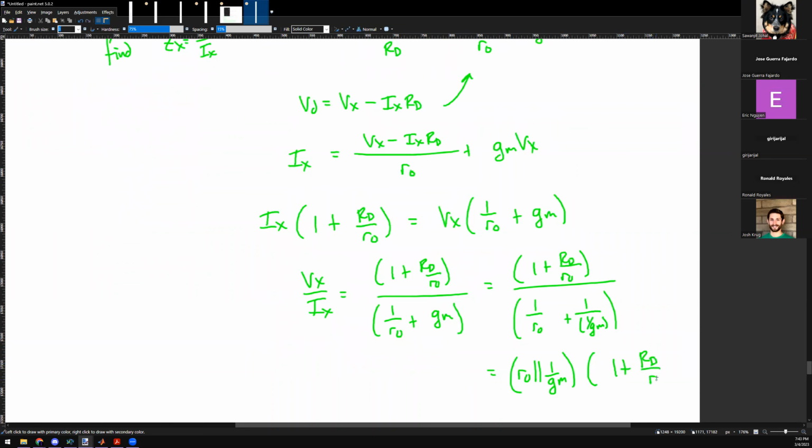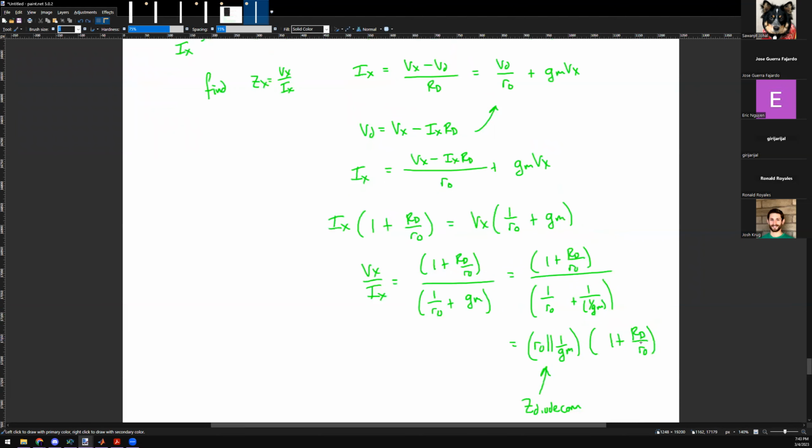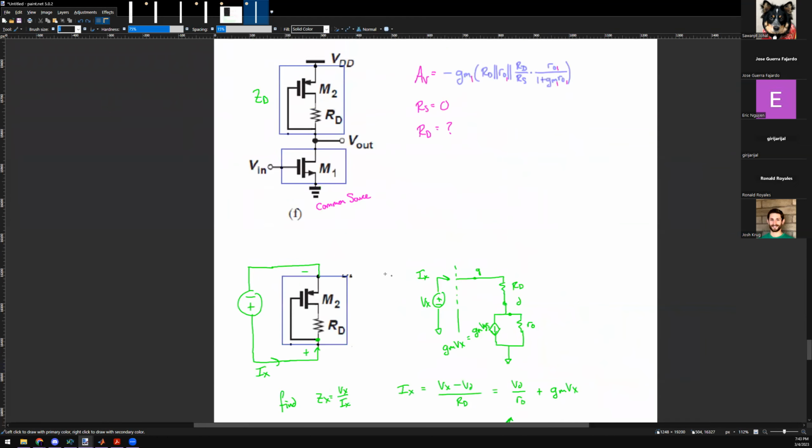You guys have any questions here? So this is like a scaling factor. In other words, this guy basically has the impedance of a regular diode-connected device, but it has an extra bonus factor of this. Does this make sense? This is just a unitless term, just some extra bonus factor of RD over R naught. Correct? Do you guys agree? Yes. Okay, and that's what this guy is.